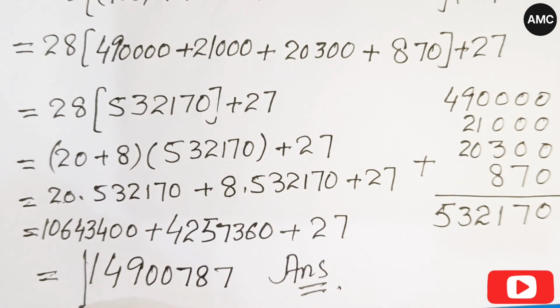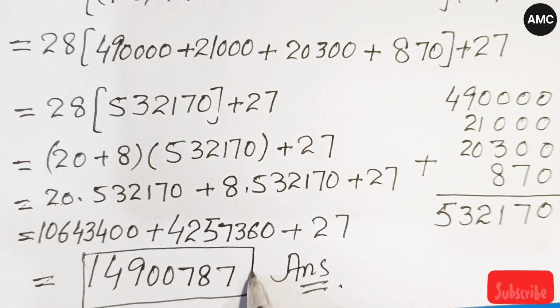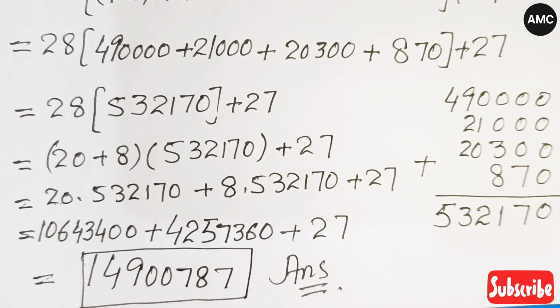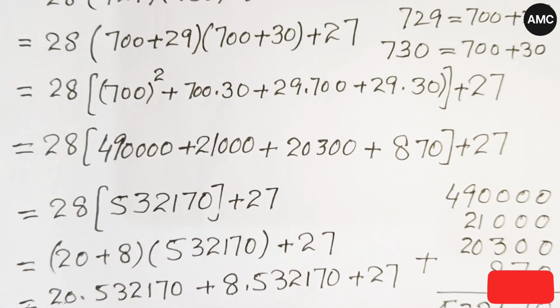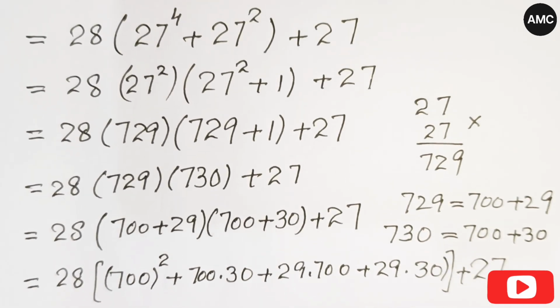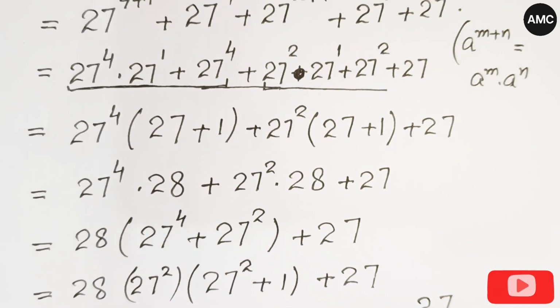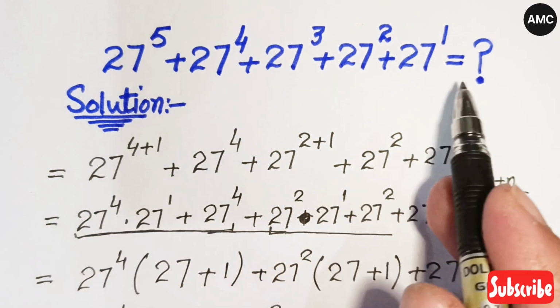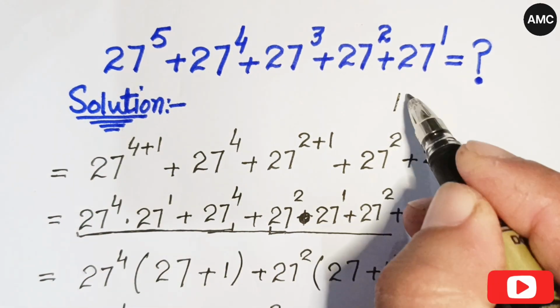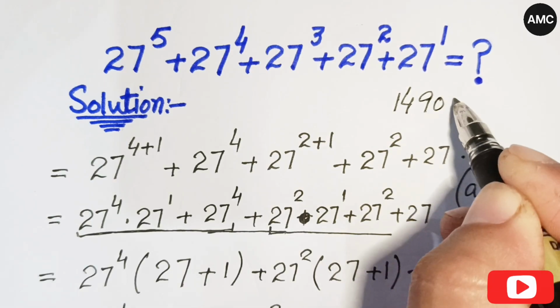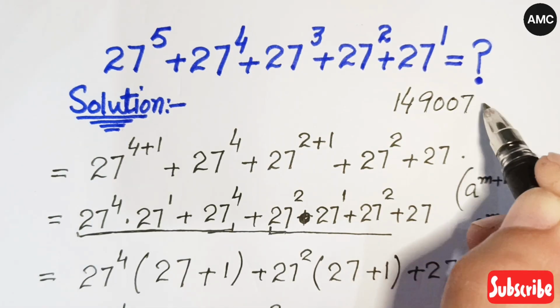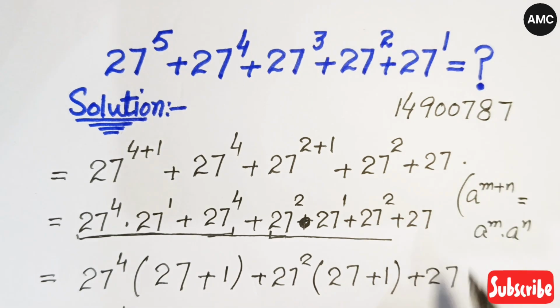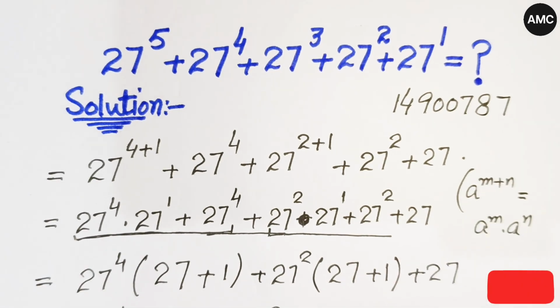I hope you have understood all these steps. Now it is our entire solution without using any calculator here. So this term is equal to 14 million 900,787. It is our final answer.